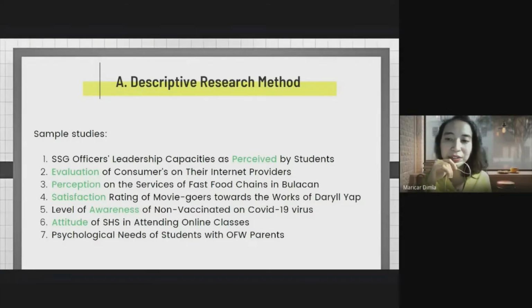How about the others? It's a matter of yes or no, class. I don't need your explanation. Are the IV and the DV on these sample studies evident or visible?